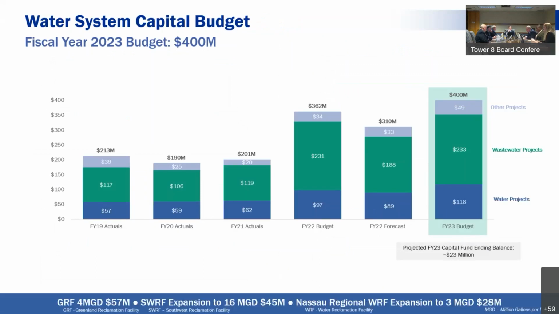All right, and moving into the capital slide, the water system capital budget is set at $400 million, which is a $38 million increase from the fiscal year 22 budget, with the bulk of the CIP going towards wastewater projects. The plan is to fund entirely with current year funds and withdrawals from the capital fund, resulting in an ending capital fund balance of $23 million. So you can see this year, next year might be the last years we utilize current year funds, and then we'll start to issue new debt.